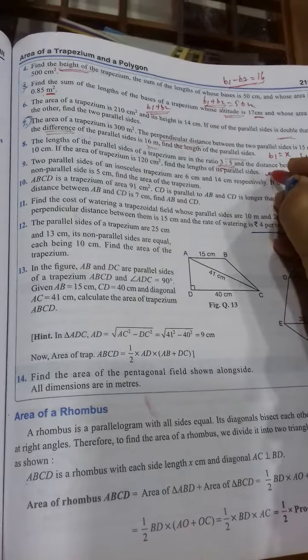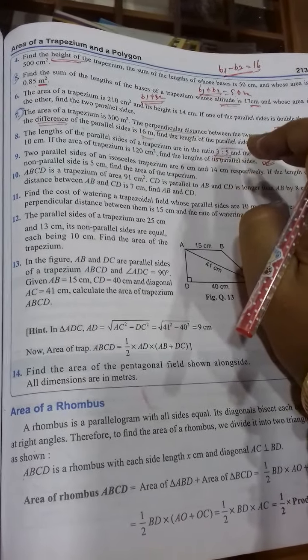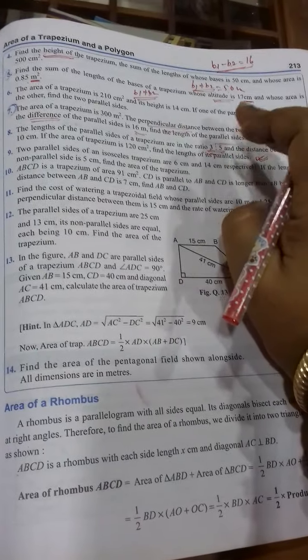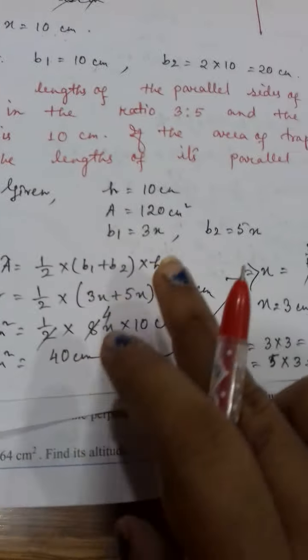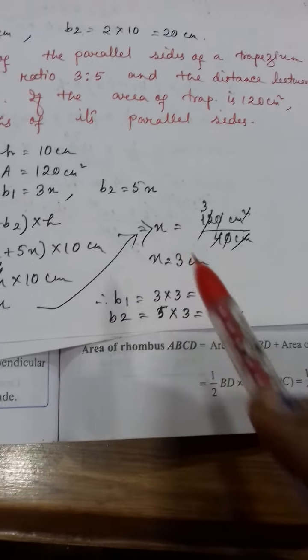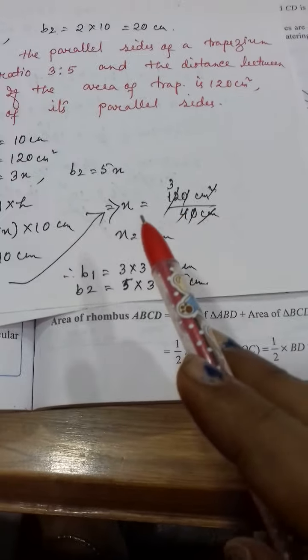Clear? So up to number 8 I have solved. I have told you some I have solved, 8 number also I have solved. Here you see 3x and 5x. Then I have placed the values. Clear? I have stopped the conclusion here because I didn't turn the next page, it will be a problem for you. So after getting the value of x, find out b1 and b2.